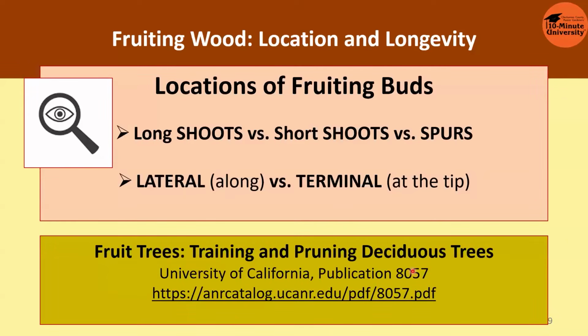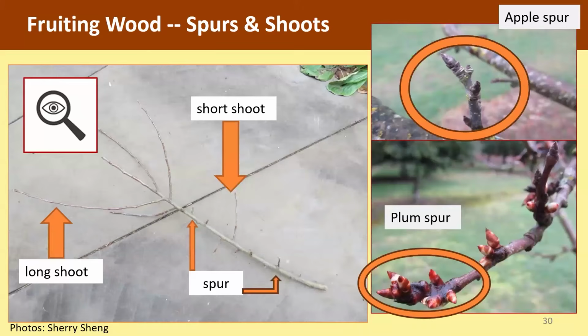This publication from University of California has a one-page summary showing the fruit tree fruiting locations, whether they're on shoots or spurs, whether they're lateral or terminal. I think it's a good resource that's worth printing out and keeping handy.